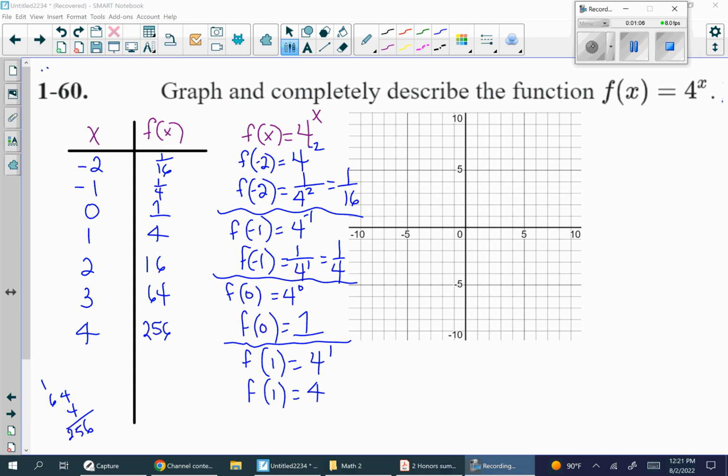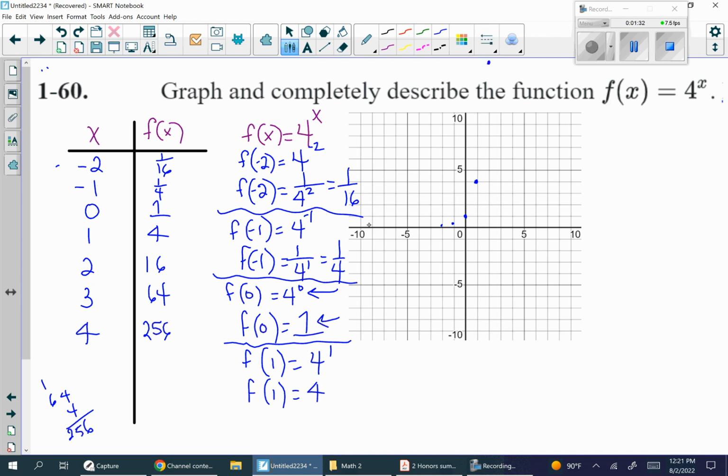All right, so let's start plotting some points. Negative 2, 1/16. Oh boy, that's going to be way over there. Negative 1, 1/4. 0, 1, and just to point out that anything to the 0 power, like you see right here, is 1. Mathematically, it has to be. Input 1 is 4, and input 2 is 16. Oh my goodness, that's way, way up here.